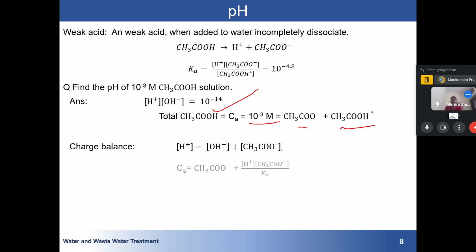Now remember this equation. My final aim is to find out CH3COOH star. We have to find H plus, and OH minus is in the form of 10 to the power minus 14 over H plus. The challenge is that I have to represent everything in the form of H plus only and nothing else. So we know that total Ca is equal to CH3COO minus plus CH3COOH.